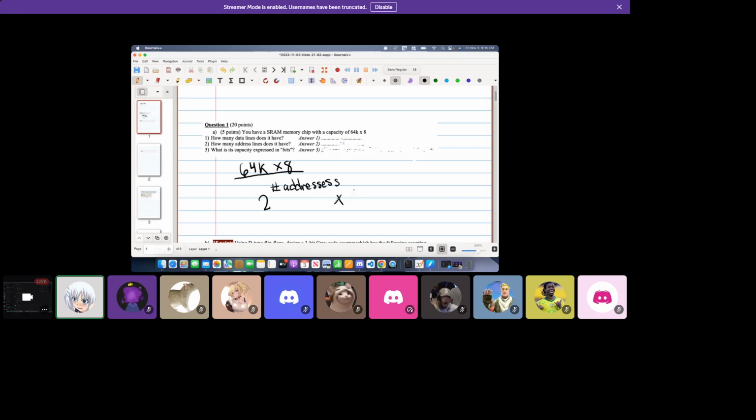Times the number of bits, or number of data lines, or number of functions, or size of word. I write all of these down just to show you they can ask it in many different ways. You kind of just have to know what it would mean.